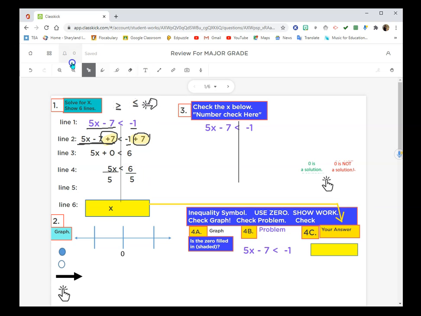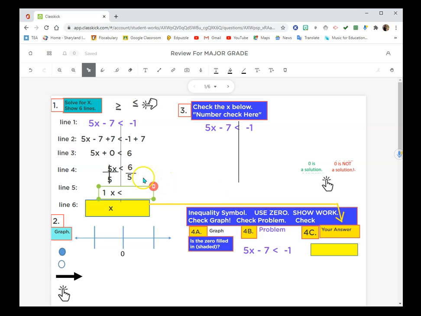Get used to using your texting tools up here. Again, keep in mind that this one is the selector tool. This is how you select items and you can move them around. Showing you 5 divided by 5 is what? 1. Any number divided by itself is 1. But we still have the x. Now we're going to type in less than.